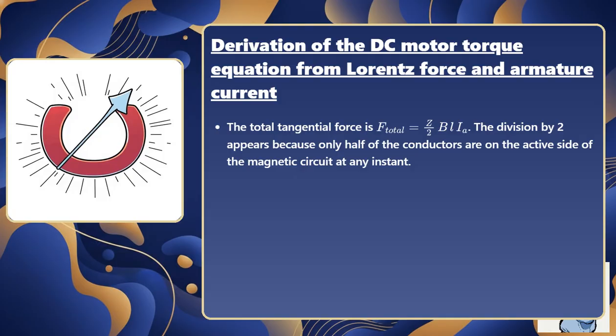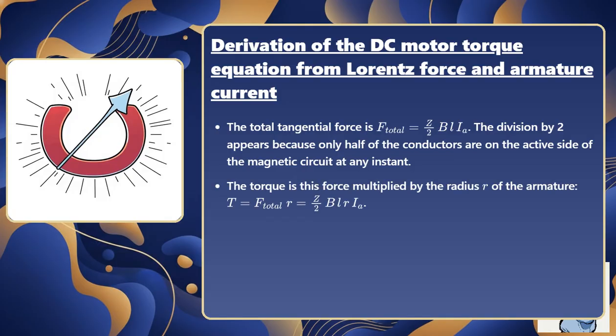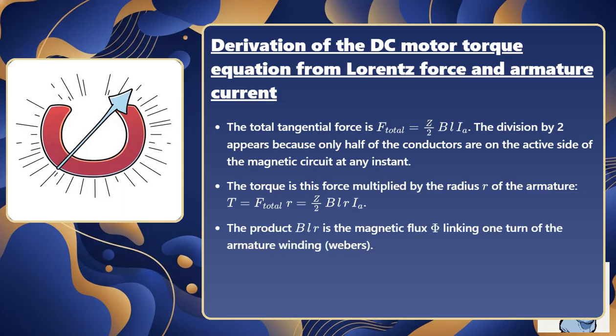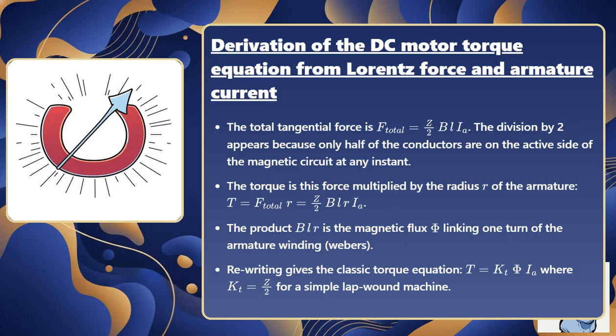at any instant. T equals F total times R, equals Z divided by 2 times B times L times R times IA. The product BLR is the magnetic flux phi linking one turn of the armature winding, in Webers. Rewriting gives the classic torque equation: T equals KT times phi times IA, where KT equals Z divided by 2 for a simple lap wound machine.